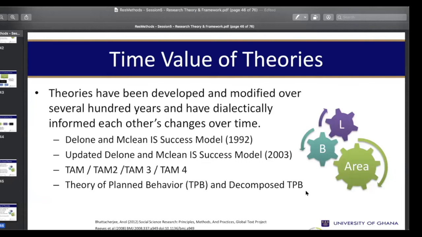The technology acceptance model I mentioned earlier, TAM, has gone through about 4 stages. You've got TAM 1, TAM 2, TAM 3, TAM 4. All because people come and critique it and add new things to it.